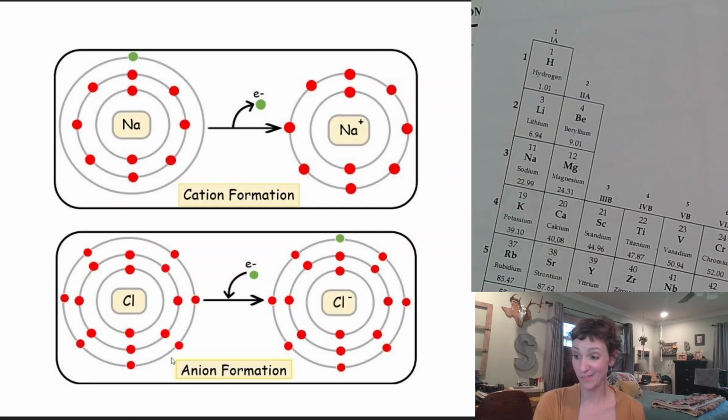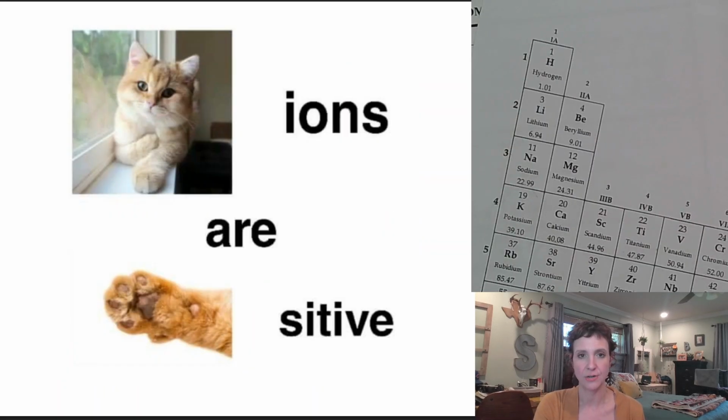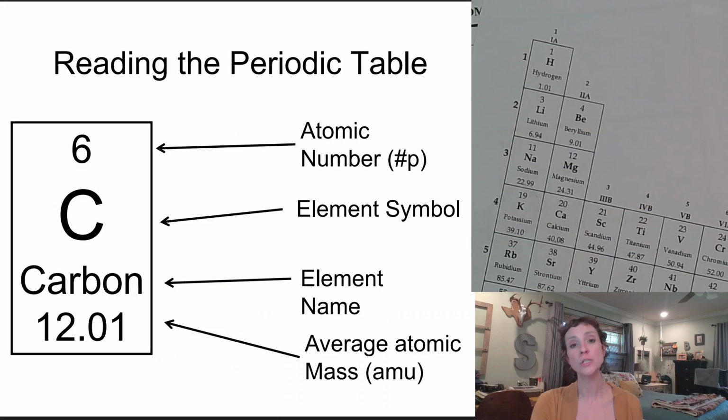Here I have anion formation. Okay, so here I have a neutral chlorine atom. He is gaining an electron. He's got one extra negative charge. So his ion is a Cl with a -1 charge. Okay, so cations are positive. You become positive by losing electrons.